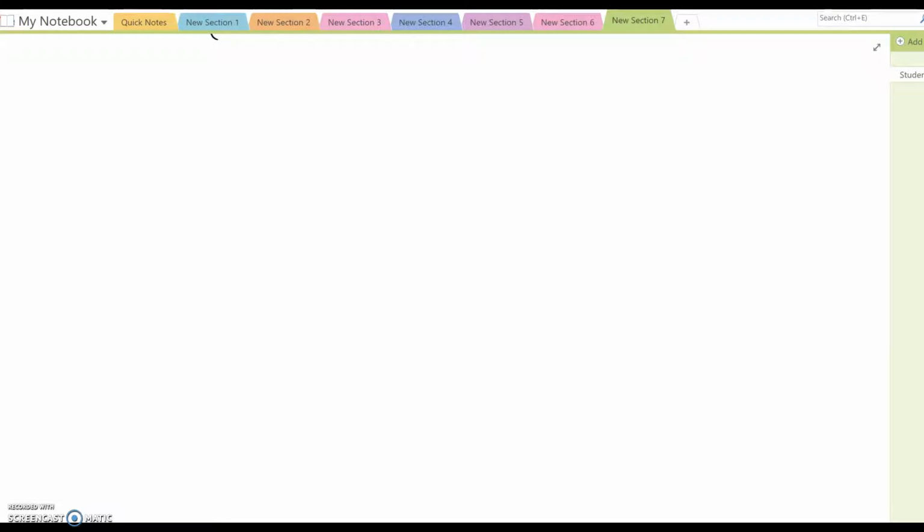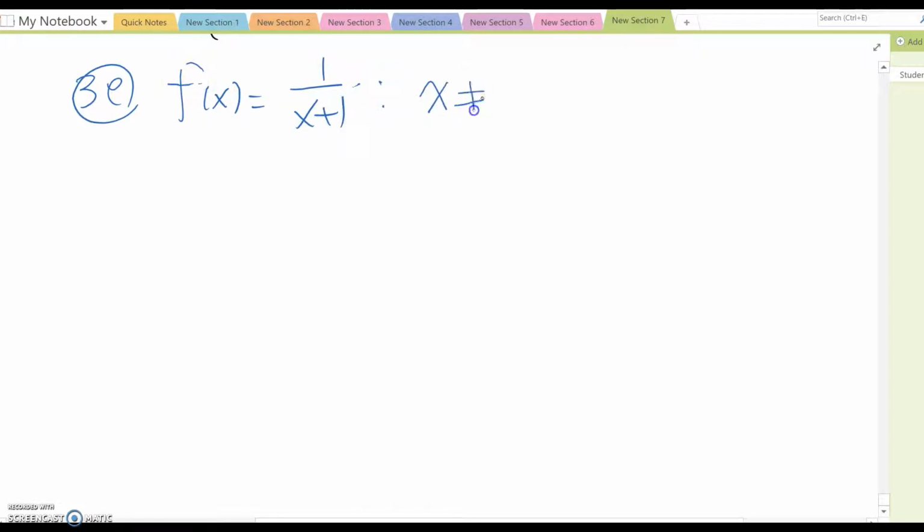Okay, so number 3e, then you see that the function is f(x) equal to 1 over x plus 1. Based on this, we found already x cannot be negative 1 from the previous video, right? If you don't understand how I found x cannot be negative 1, please practice after watching my previous one.